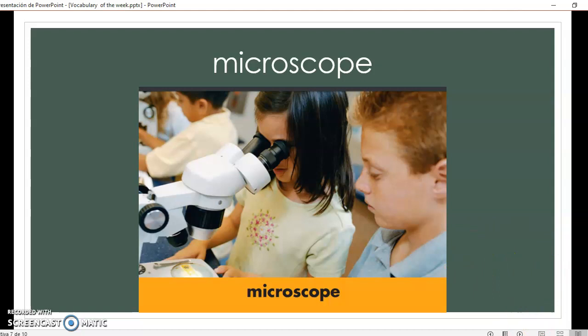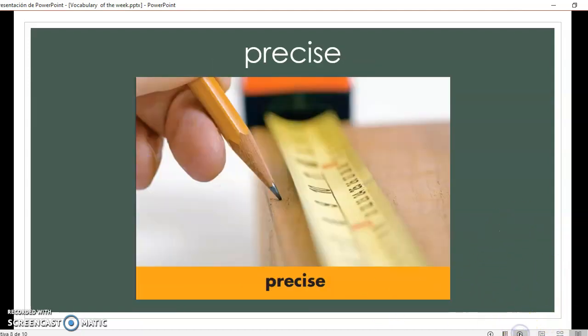Okay. The next word is precise. Precise means something that is very specific, something that you measure, and then you're very sharp and careful with it. Precise.